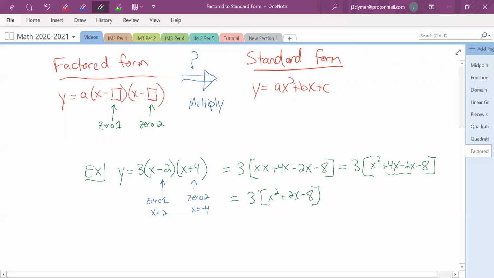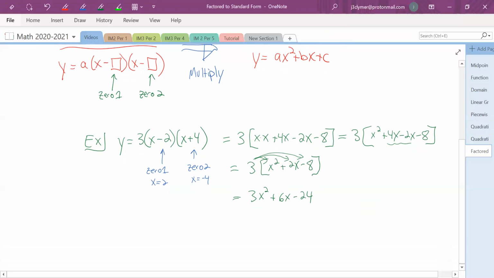All right, and now we just distribute. Take the 3 and distribute it times the terms on the inside, which is what we do when we have a number on the outside and multiple terms added together on the inside of parentheses. So you get 3x squared plus 6x, and 3 times 8 is 24. And that's it. That's what you do. You just multiply out the factored form and you get it into standard form.